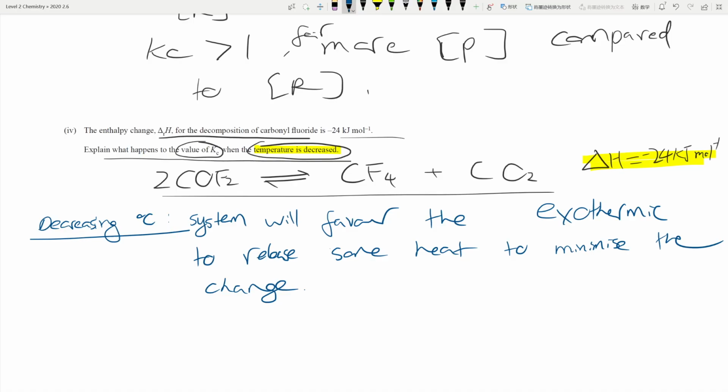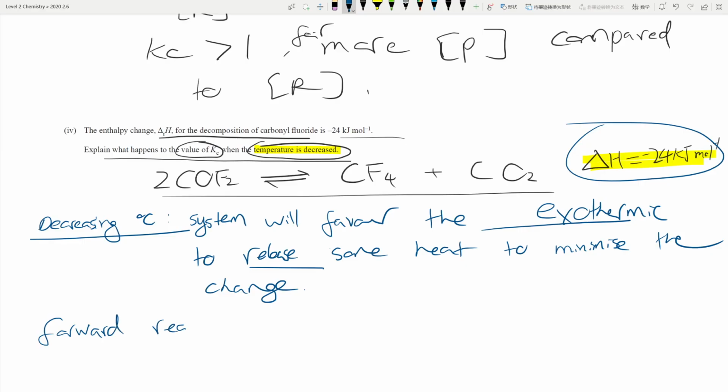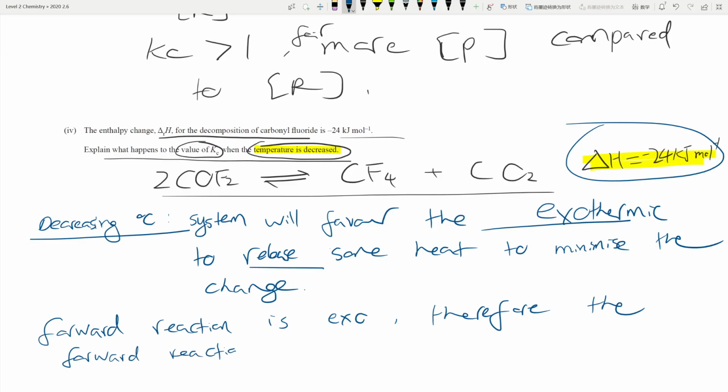If you decrease temperature, you want to reverse the change, and in this case, it's taking away some of the energy. We're going to release some energy back in, so we favor the exothermic reaction. And we know the forward reaction is exothermic because the question told us the forward reaction is exothermic, therefore the forward reaction is favored.